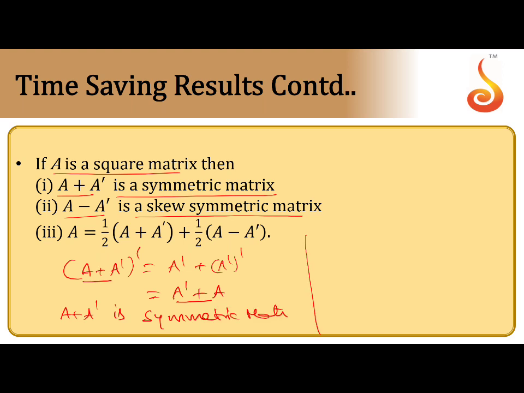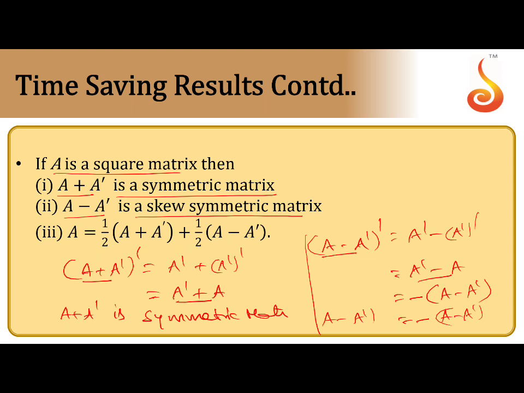Now skew-symmetric means apply the transpose. If you want to find symmetric and skew-symmetric, always apply the transpose. The transpose gives Aᵀ − A. So both are different; now make it the same by taking minus common: −(A − Aᵀ). That means (A − Aᵀ)ᵀ equals minus of the same thing. Then we call it a skew-symmetric matrix. Understand here? A + Aᵀ is always symmetric, and A − Aᵀ is always skew-symmetric.